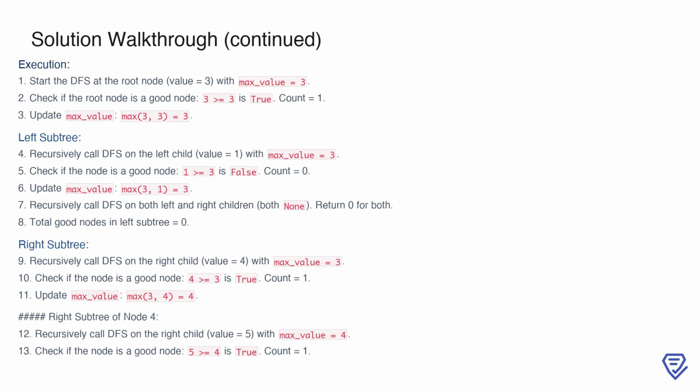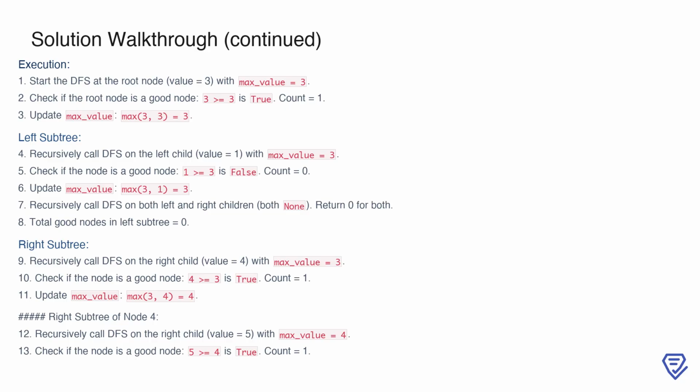For the left subtree, we move to the child node with a value of 1. Comparing 1 with the max_value, we see that 1 is less than 3, so it is not a good node, and the count remains unchanged. The max_value remains 3, and since this node has no children, the recursive calls return 0. Thus, the left subtree contributes no good nodes.